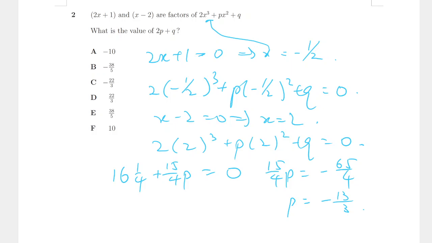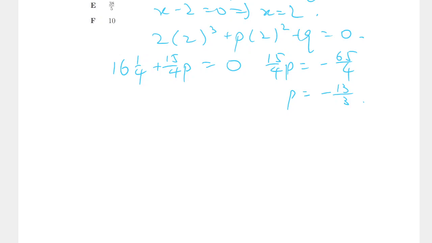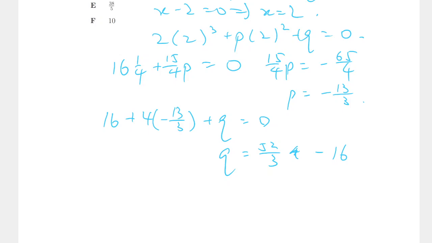Good. So that's p. How do I figure out q? Well, again, you just pick your favorite equation. So maybe I'm going to pick, doesn't matter, maybe the second equation. So let me scroll down a bit. So I have 16 plus 4p. Well, I know what p is, don't I? So the p is negative 13 over 3, plus q equals 0. So q equals, 4 times 13 is 52, so 52 over 3 minus 16. So 16 is 48 over 3. So 52 over 3 minus 48 over 3, that is 4/3.